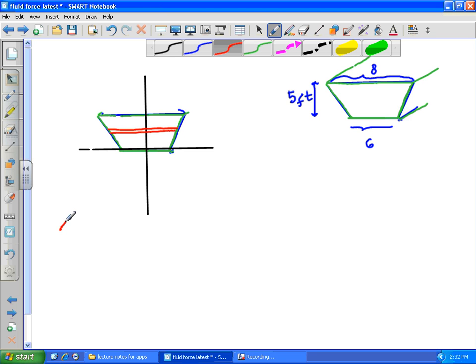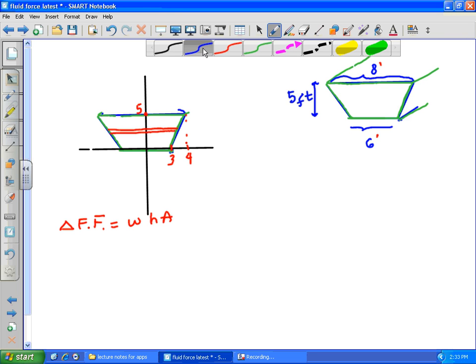And we're going to first write the fluid force on the rectangle. The formula is W H A for constant depth. Okay, I better put some numbers on my coordinate system. Okay, so the bottom was 6 feet long, everything in feet. So half of that would be 3, so this point is 3. The top was 8 feet long, so half of that is 4, so this point here would be 4. The height was 5, so this point would be 5.